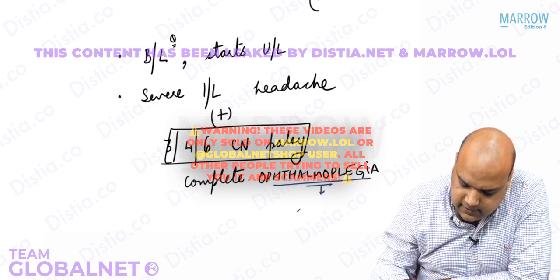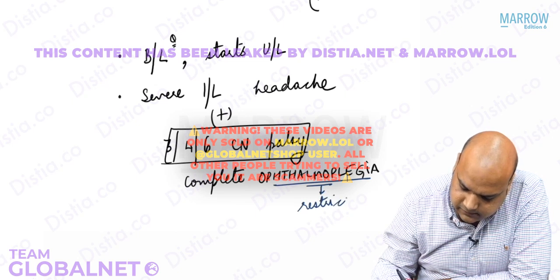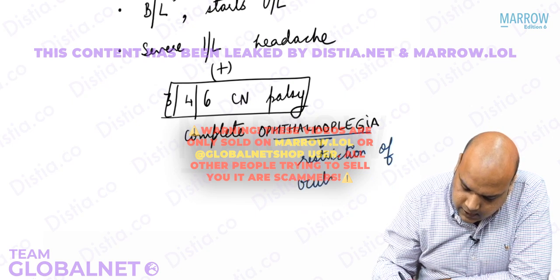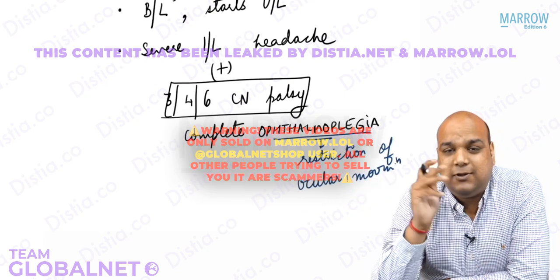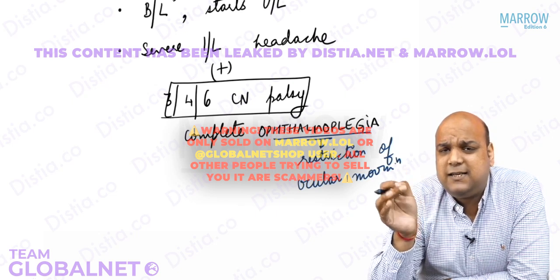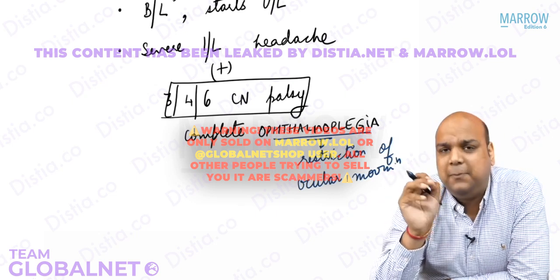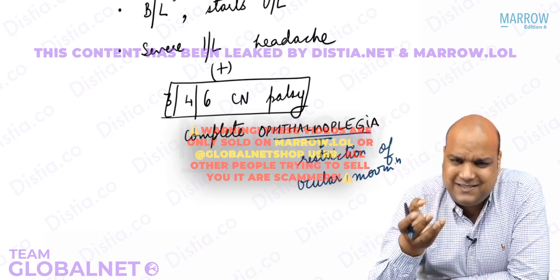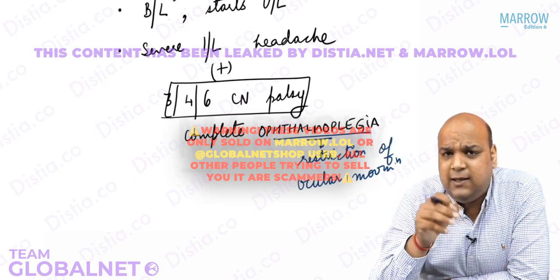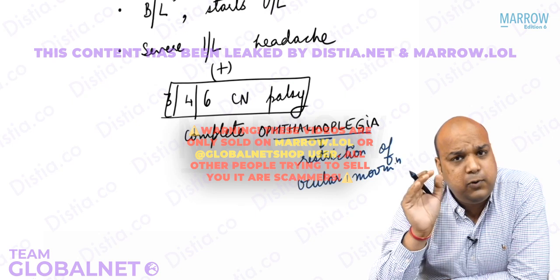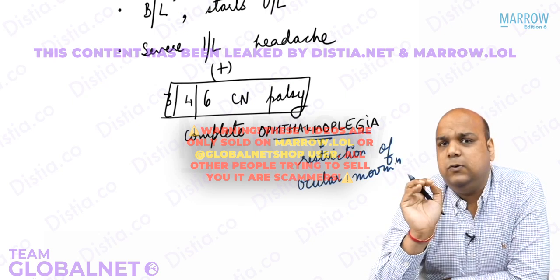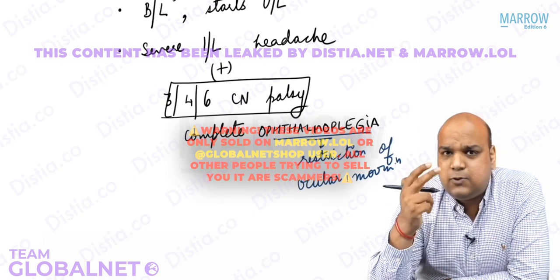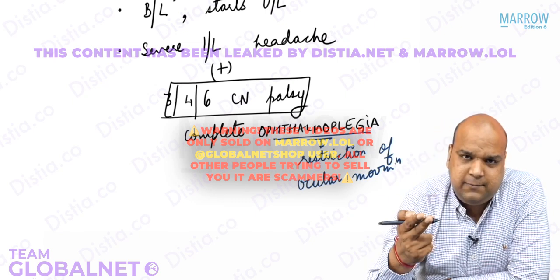Ophthalmoplegia means restriction of ocular movement. Okay, everybody? So third, fourth, sixth, all the three nerves are involved in this case and you end up with complete ophthalmoplegia. So this is basically your carotico-cavernous fistula. The main point being pulsatile proptosis and bilaterality, along with other clinical features. Done, everybody? So intermittent proptosis and pulsatile proptosis.